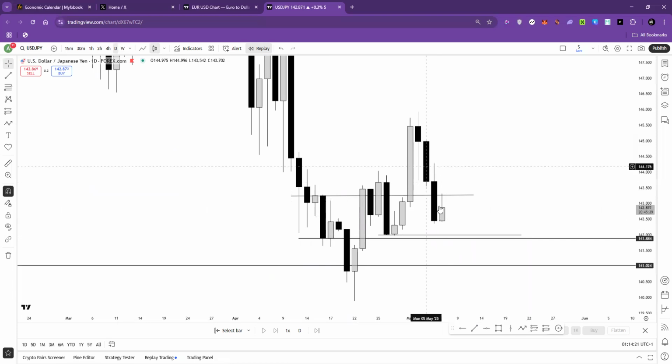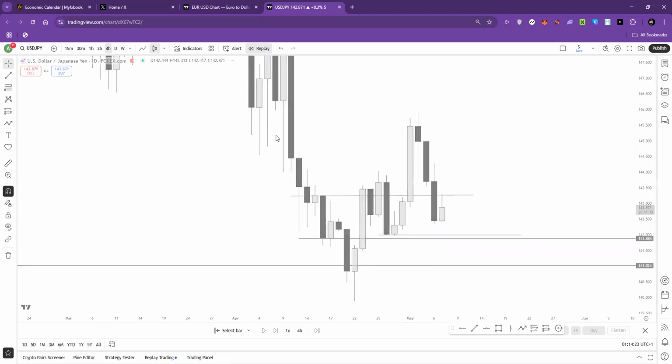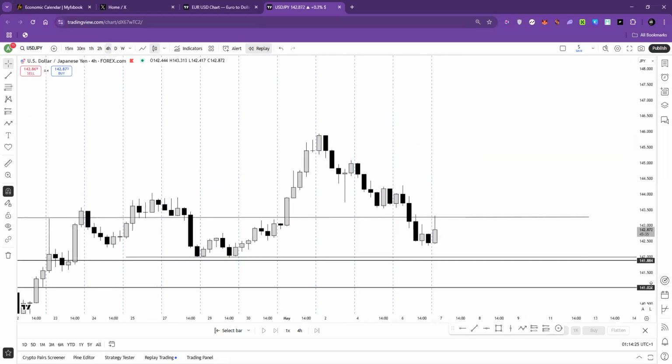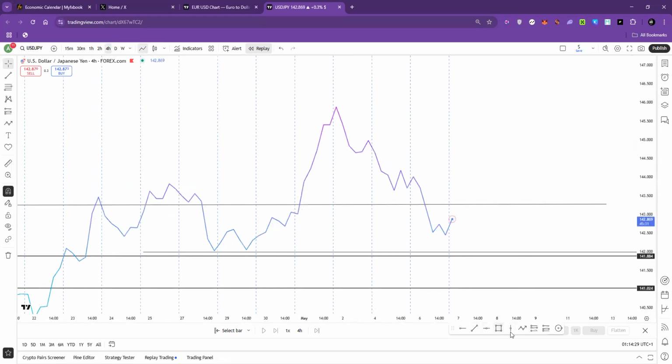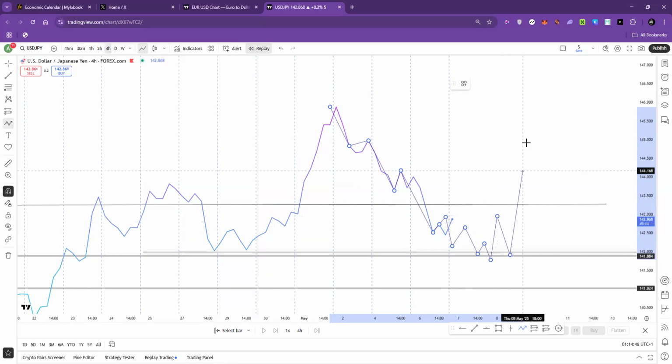So if market goes to this level, I go to the 4 hour time frame, right? As market is making lower lows, lower highs, lower lows, lower highs. Then market can come here, make something like this, and then mitigate and break to the upside. And then I want to buy from here.